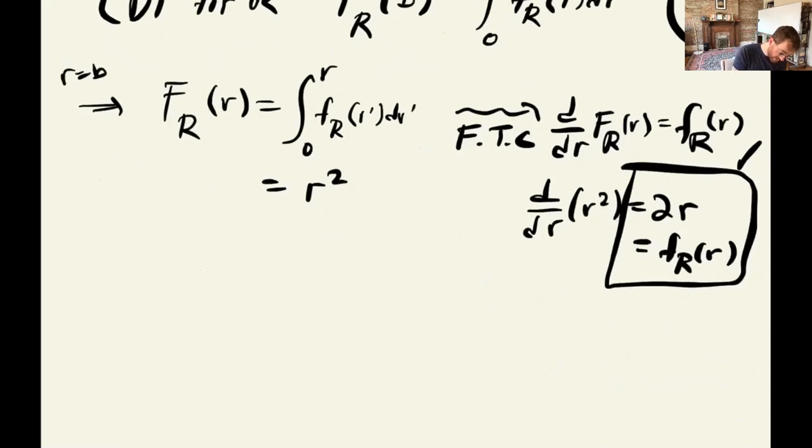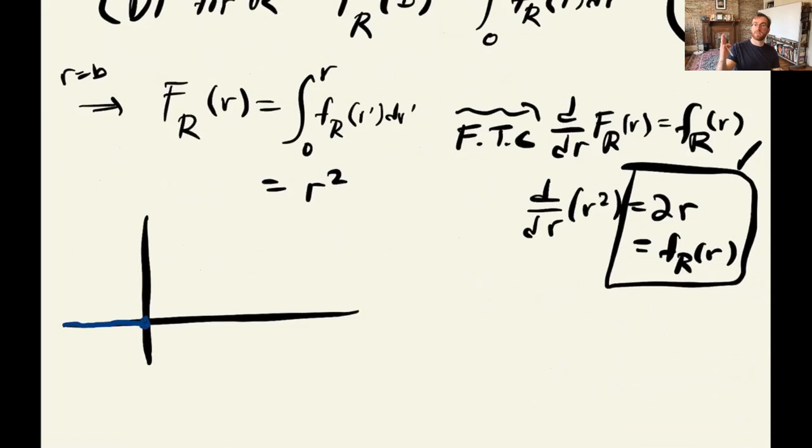Now, it's always nice to graph these things to make sure we're understanding. So what this looks like is, obviously there's no probability density for a negative radius, but then probability density increases linearly up until 1, which we're assuming is the radius of the dartboard.